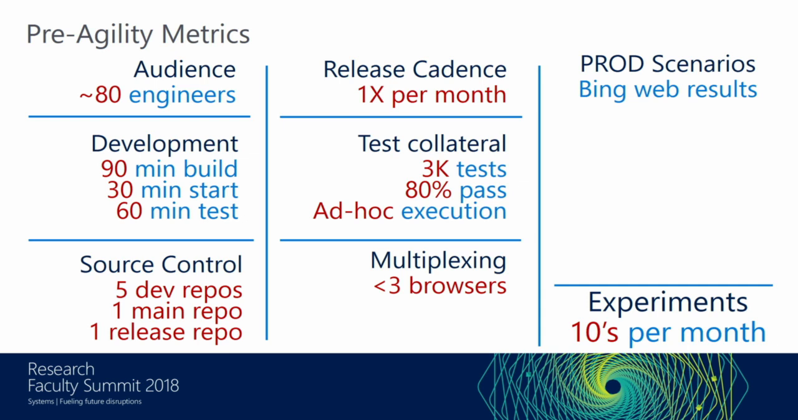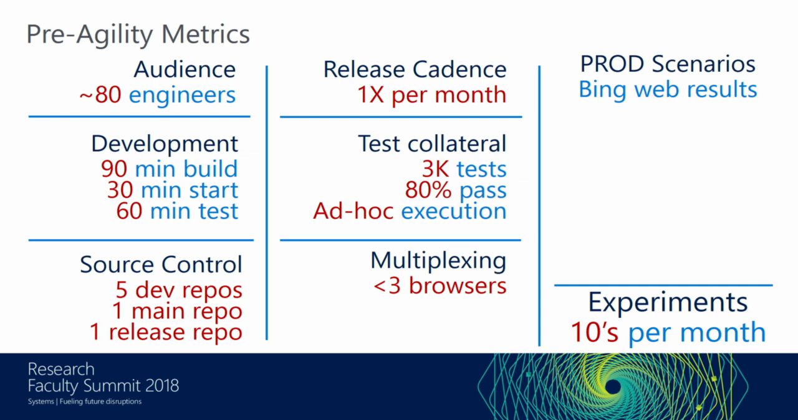We had roughly 3,000 tests, 80% of which would pass, and they were run ad hoc. So what I've said in the past is we had some tests, some of which run. Of those tests that ran, some of them passed, and there was just a giant question mark for everything else. In terms of the test pass that we were able to do, remember I'm talking about the Bing UX, we had less than 3 browsers. It was whatever the developer had on their machine, if they wanted to do any browser-based testing at all.